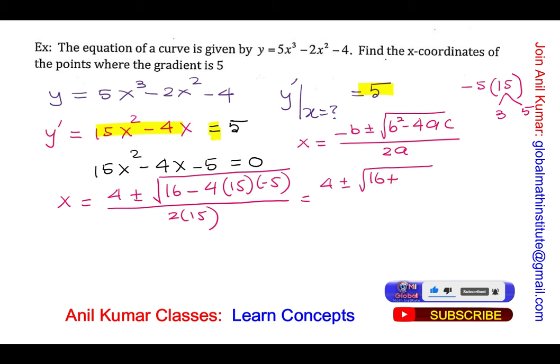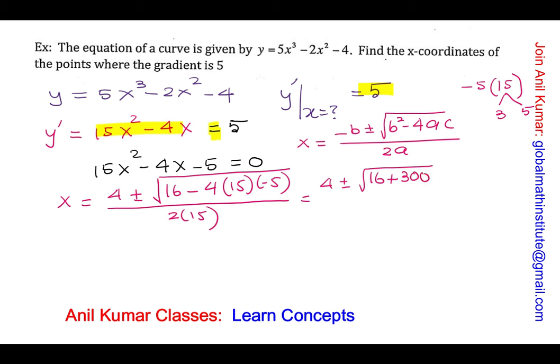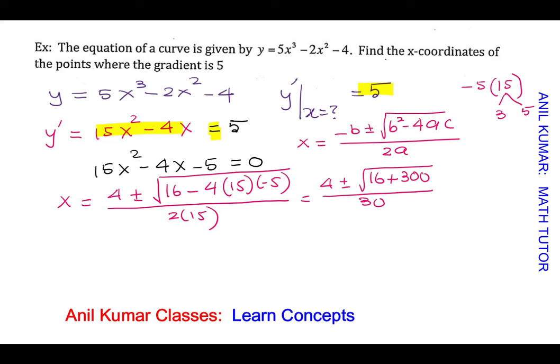That minus becomes plus, right? So 4 times 5 is 20, times 15 becomes 300, over 30, correct? So now we can use the calculator to find the answer, right? After you add, this is like 316, right? So you can say 4 is common. So you get here equals 4 plus minus 2 times the square root of 79, right? Over 30.